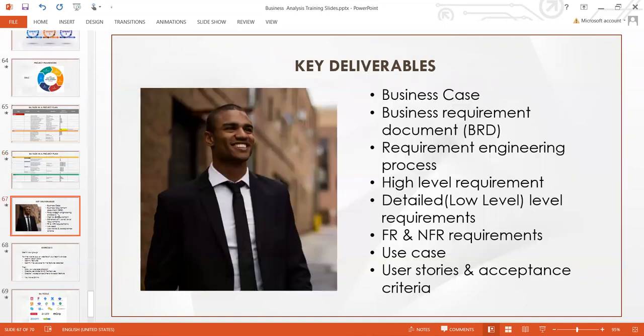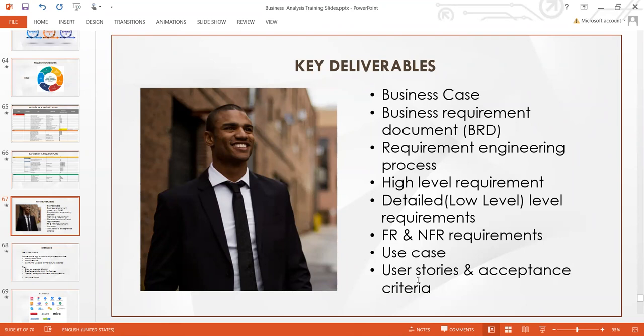Then that is how it works. So these are the key deliverables. I just itemized it: the business case, business requirement document, requirement engineering process, high level requirement, detailed requirement, that is low level requirement, functional requirement and non-functional requirement, use cases, user stories as accepted. These are the core functionalities of a business analyst.